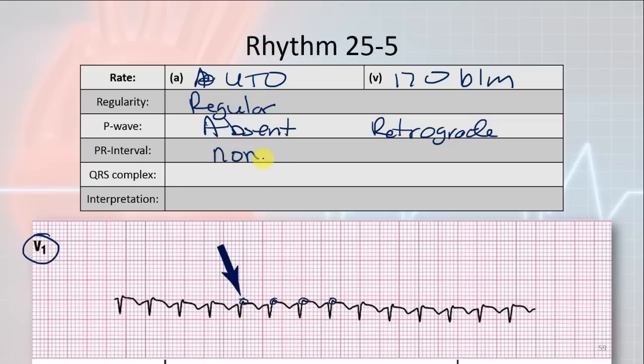PR interval, either way, is going to be none because if they're absent, you don't have one. If they're retrograde, you have an RP interval. QRS complex is nice and narrow, 0.08 second. Interpretation is going to be a narrow complex tachycardia, but if we know that these are P waves right here, we could call it typical AVNRT.